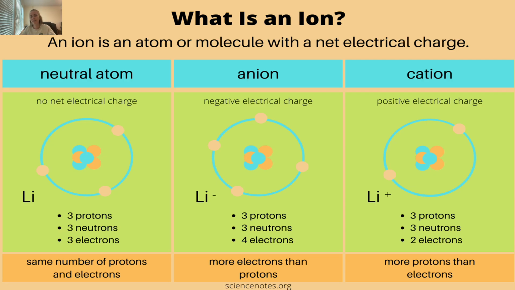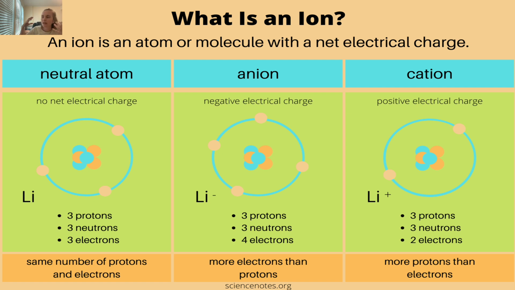And then finally, guys, what is an ion? An ion is an atom or molecule with a net electric charge, which just means everything on your periodic table, when you're looking at these elements, you can assume they're neutral. They have the exact same number of protons as electrons. That's just what we assume.